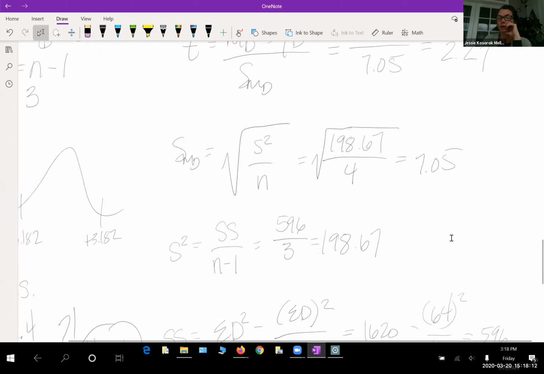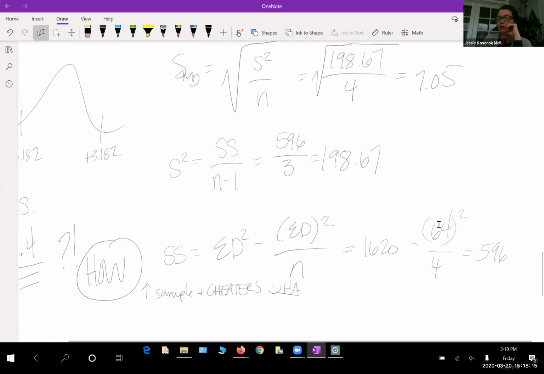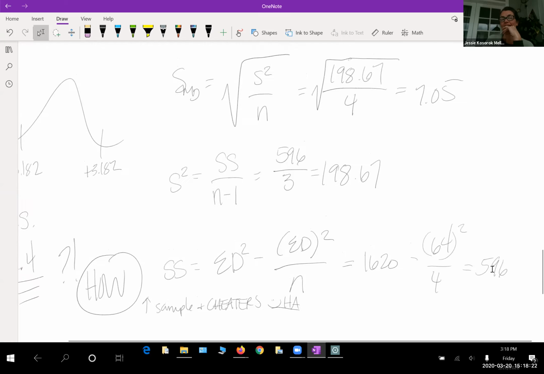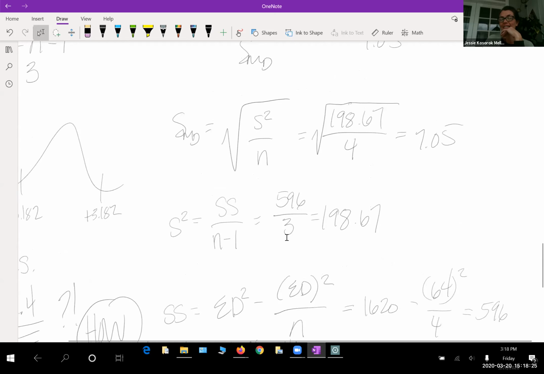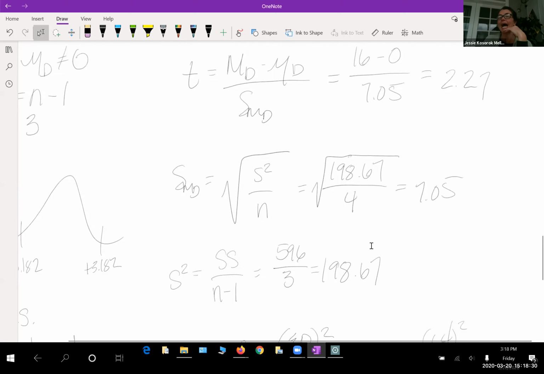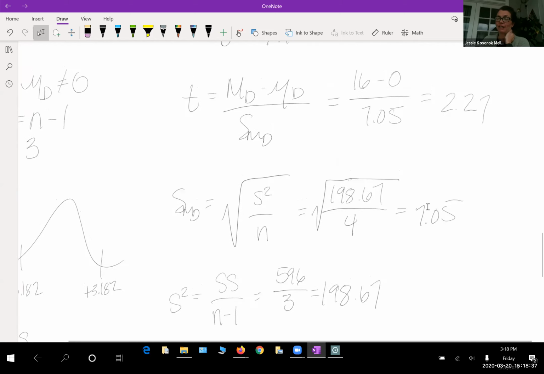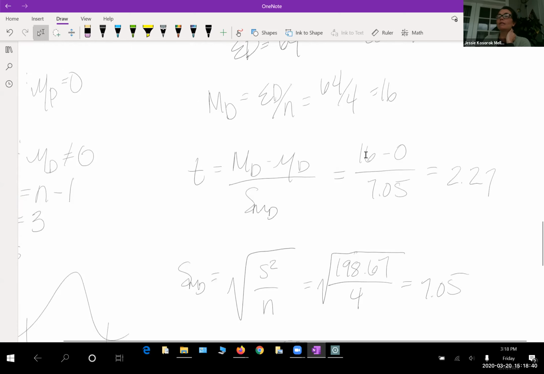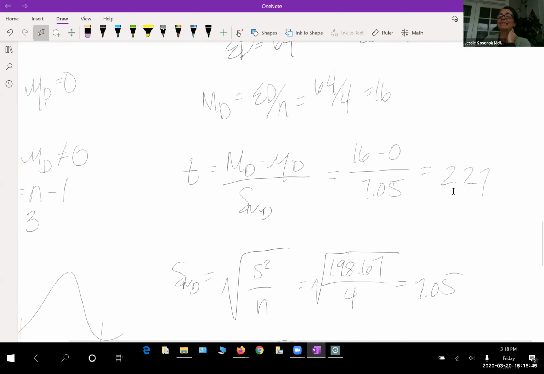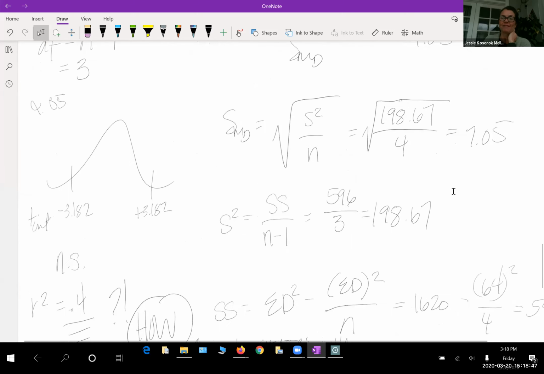So now I can plug all of my numbers in. I've got my 1620 minus the quantity sum of the differences, 64 squared, over 4. That gives me a sum of squares of 596. I can plug that 596 in. I divide it by my degrees of freedom. I get 198.67 as my variance. Plug that in, divide that by the sample size, and I can get my standard error of the mean differences. So I know that my mean difference was 16. I divide that by the standard error of mean differences. I get my t calculated of a 2.27.